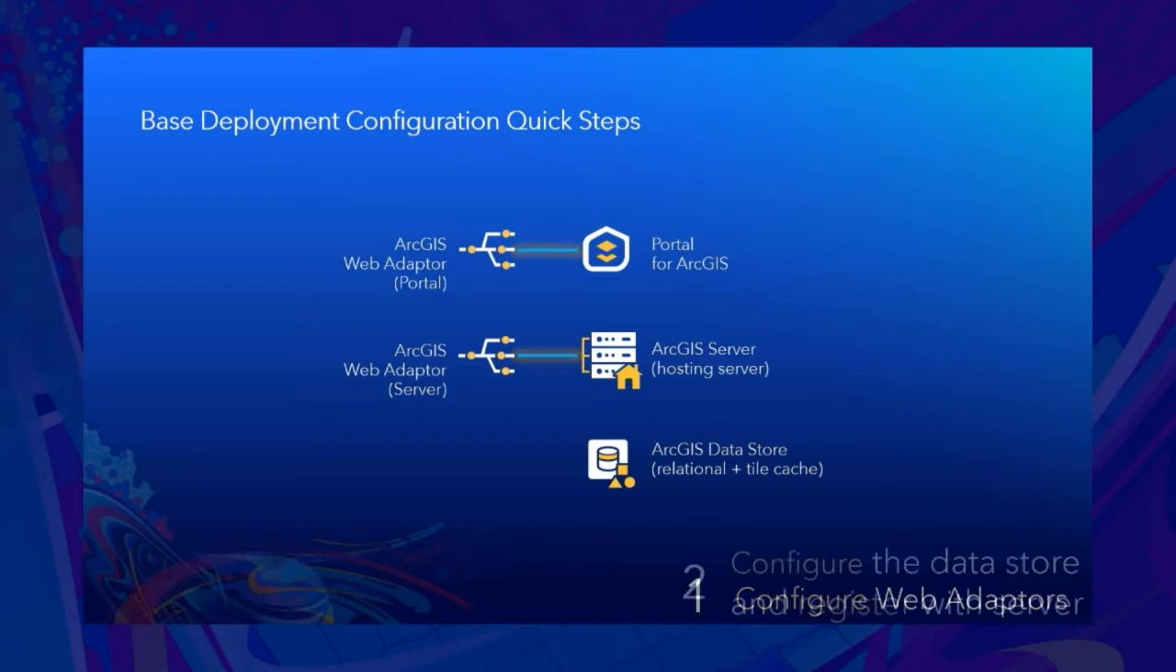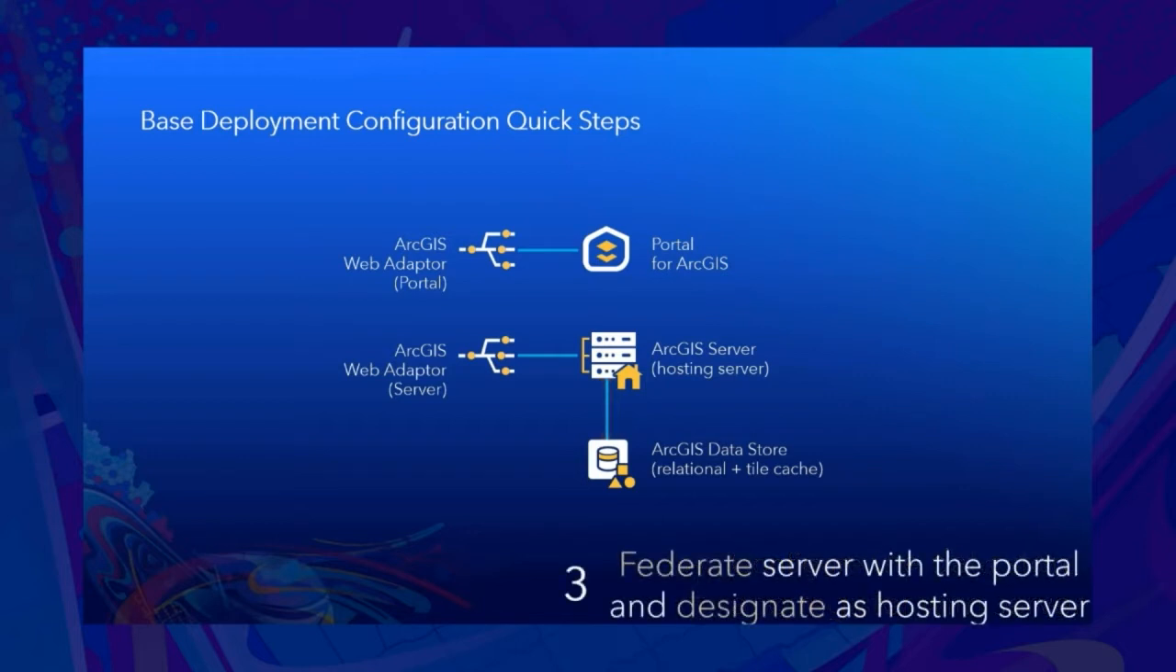Next up, we're going to configure the data store, the relational and tile cache data store in this case, and register it with our hosting server. That's going to bring those two pieces together. And then finally, we're going to federate our hosting server with the portal and designate it as the hosting server. And at this point, we now have a completely installed and configured base enterprise deployment.